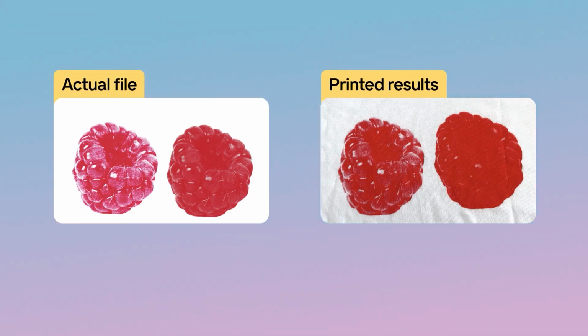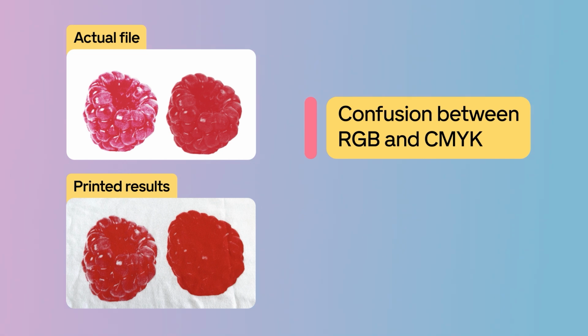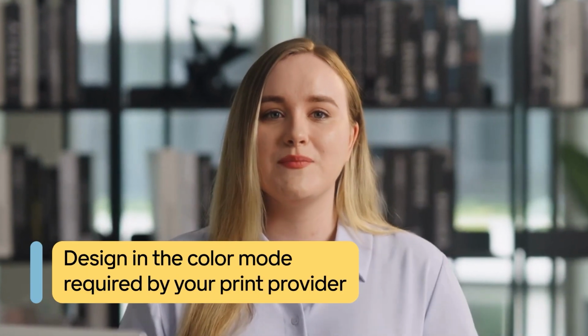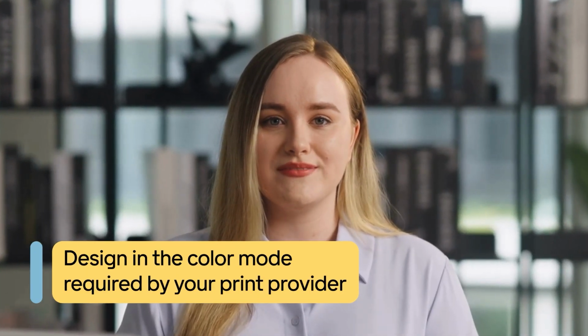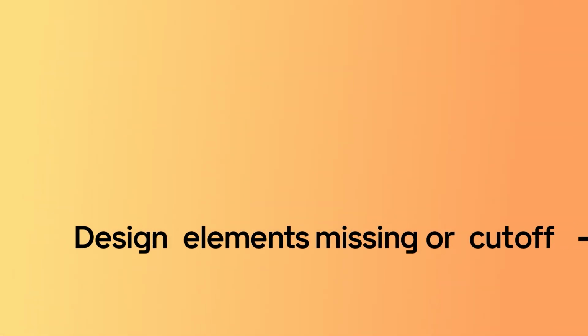This is a heartbreaker. You nail the colors on screen, but the print is off. This often comes down to that RGB versus CMYK confusion we talked about, or your monitor not being calibrated. So what you see isn't what the printer sees. What's the solution? First, design in the color mode your print-on-demand provider recommends or requires. If you must convert, say, from RGB to CMYK, use your design software's conversion tools carefully, and always review the result.